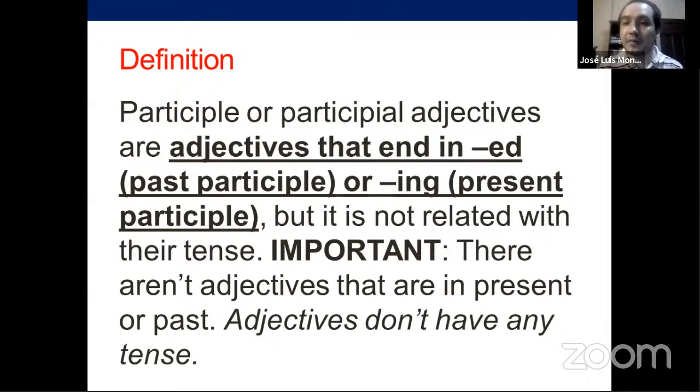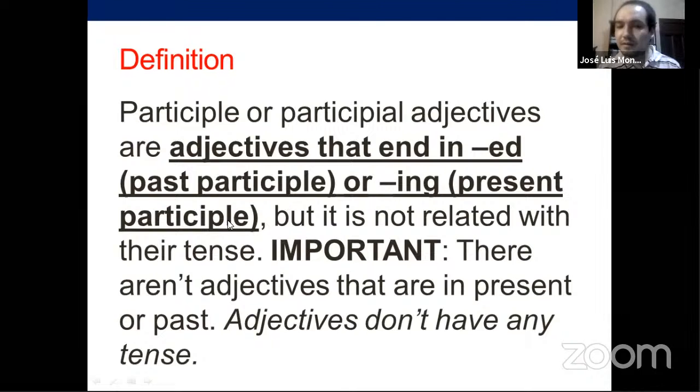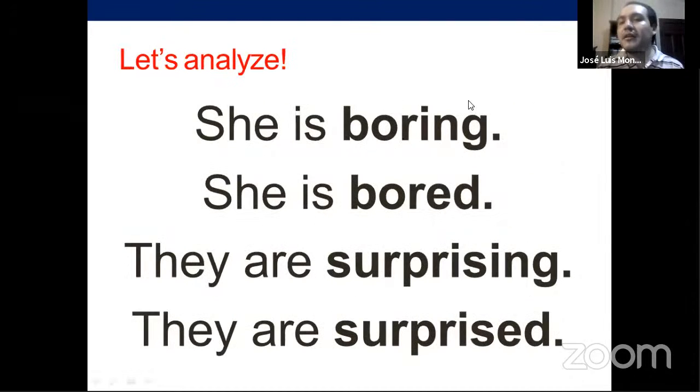So please, this is very important. Ed, okay, this is called past participle, and ing is called present participle, all right? But remember, it's only the name of ed, only the name of ing. It's not the tense. Boring doesn't mean that this is present. Bored doesn't mean that this is past, right? That's incorrect.